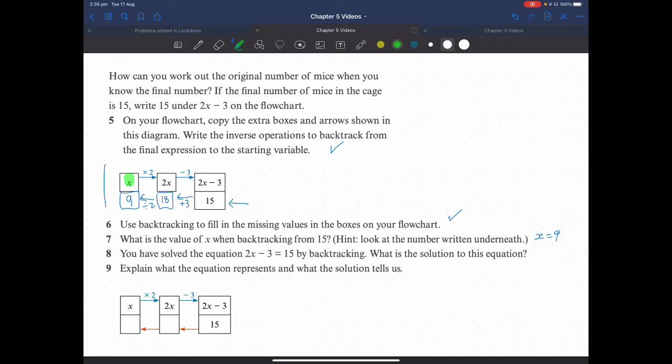We can see the x and the 9 pair up, the 2x and the 18 pair up, and the 2x minus 3 and 15 pair up.